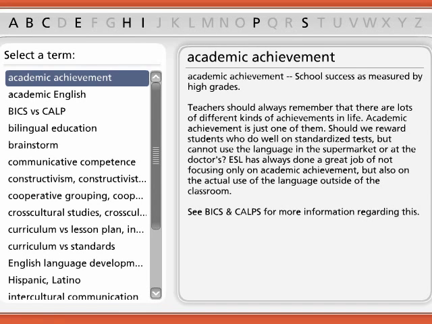Should we reward students who do well on standardized tests but cannot use the language in the supermarket or at the doctor's? ESL has always done a great job of not focusing only on academic achievement, but also on the actual use of the language outside of the classroom. See BICS and CALP for more information regarding this.